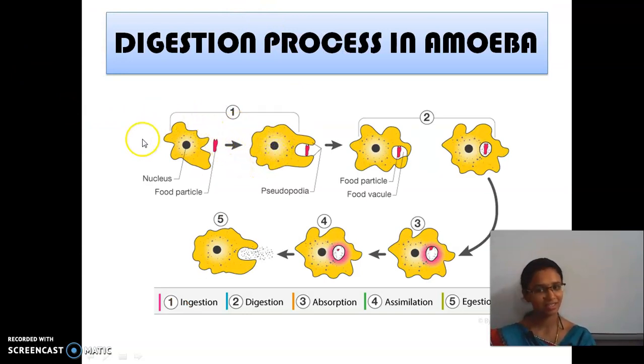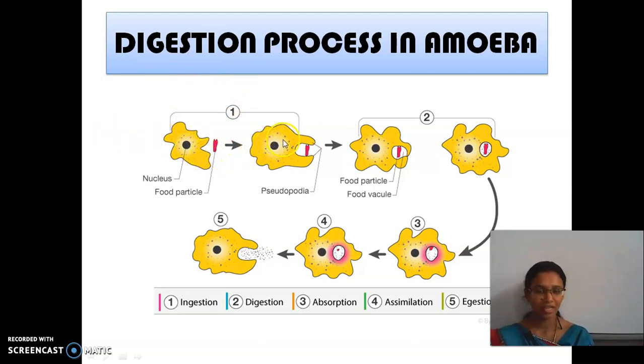See, this is amoeba. This is the nucleus which is present. This nucleus controls all the activities of amoeba. So, it acts as the brain there. Clear? So, a food particle is present. The amoeba does not have any definite shape. It is irregular in shape. So, the food particle is present here.